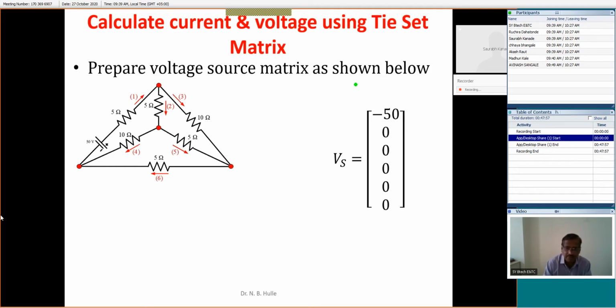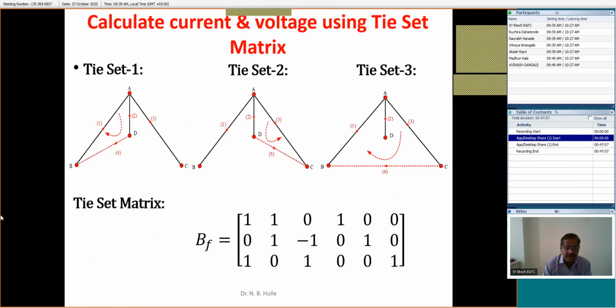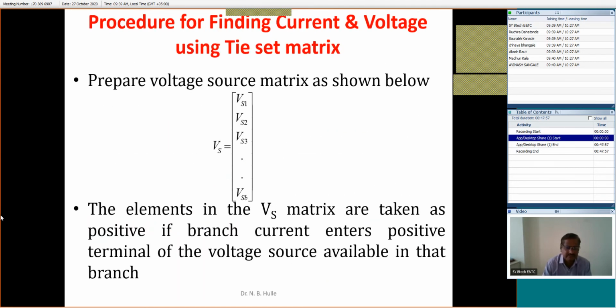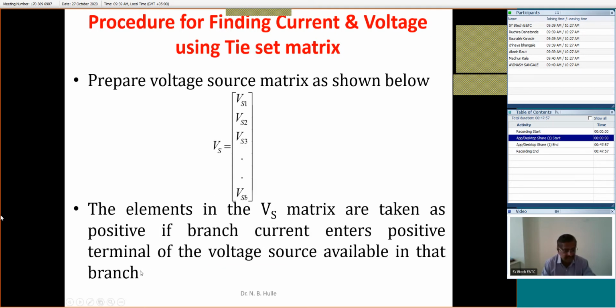Look, I will go back and discuss the procedure. How is the procedure? The procedure is something like this. What was the previous step? Prepare the Tieset impedance matrix ZT using this equation. We have prepared this ZT.